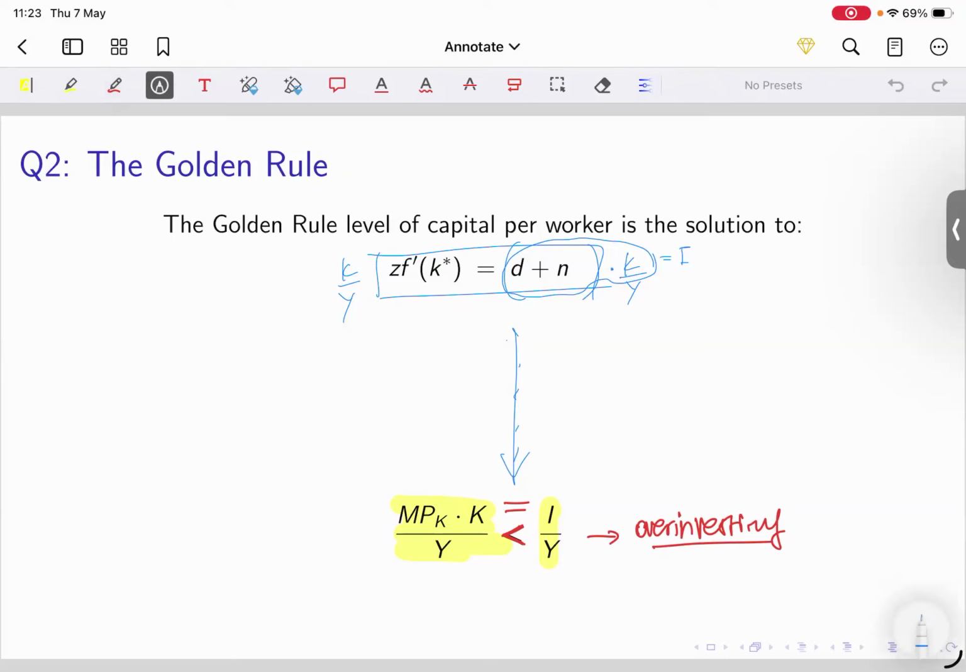And you see also how to remember what the golden rule is. Here it's still equating, right? At the optimum, how much you're gaining every period from capital, this is just your marginal product, and how much you're losing, this is due to depreciation and population growth. So it should not be too hard to remember. All clear?